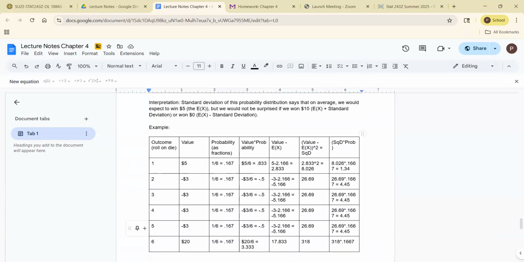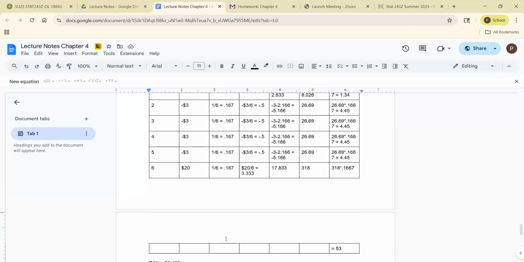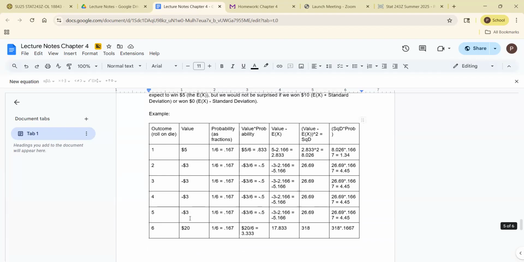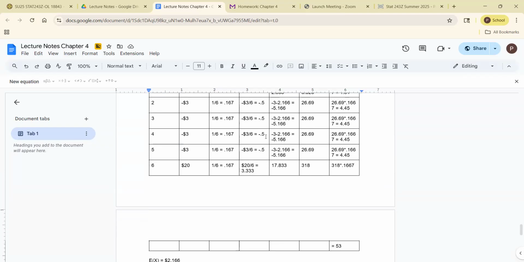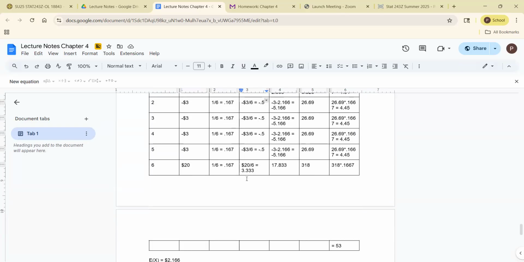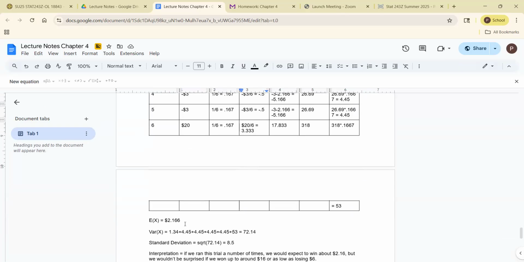So first list your outcomes. Here's the roll on the die. List the value associated with the outcomes and the probability of each outcome. If you want to find the expected value, which is the same as the mean or mu, multiply your value by your probability and then add all of those up. If you have negative values, you're going to have some negative terms there, and that's okay. You add all of those up, and when you sum the value times probabilities, you get your expected value.